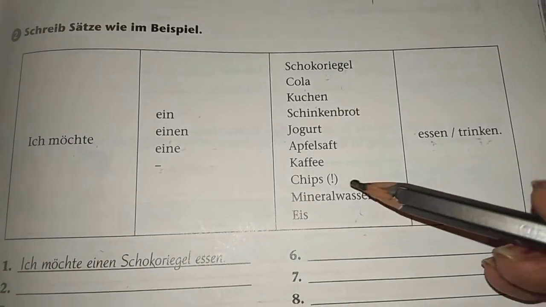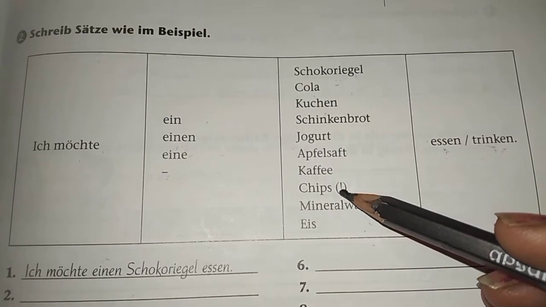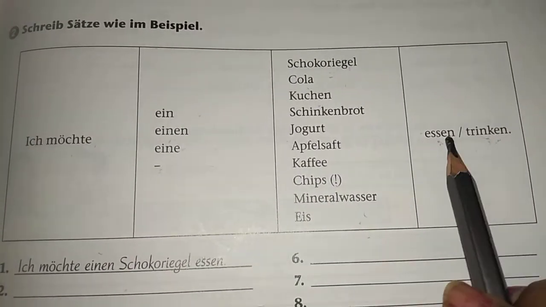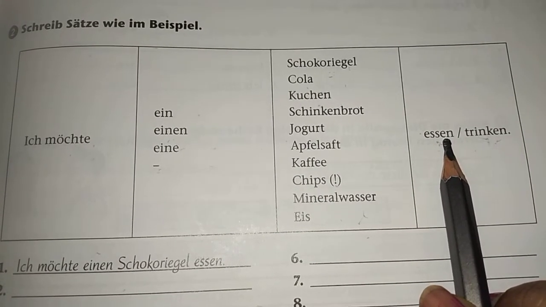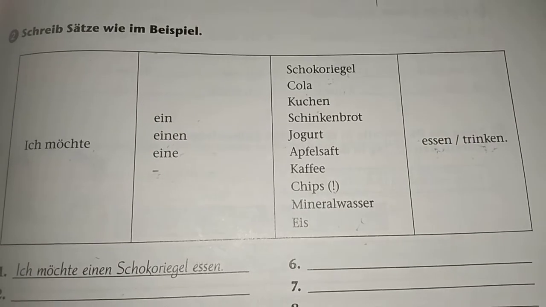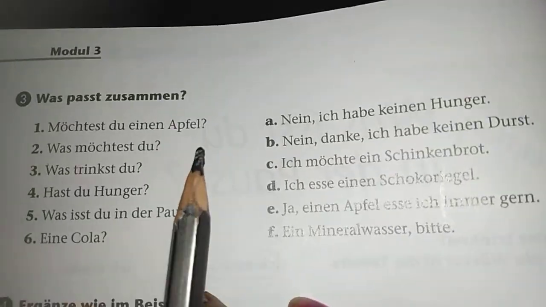For example, we'll see chips. Chips is plural. So ich möchte, nothing will come. Chips essen. Is this clear? Is it clear in your mind? Okay, let's go ahead. Next page, Seite Nummer 4. And we will do the third exercise.